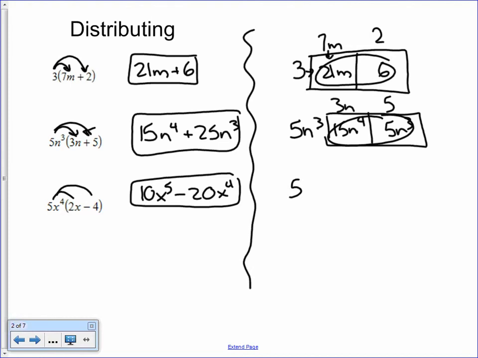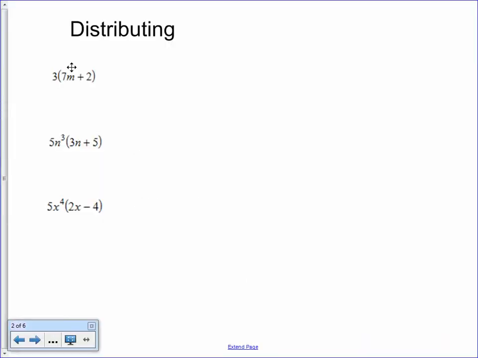And finally, 5x to the fourth. Make your little box. We got 2x minus 4. Make sure to put that negative with the 4. So that gave me that 10x to the fifth and then negative 20x to the fourth.